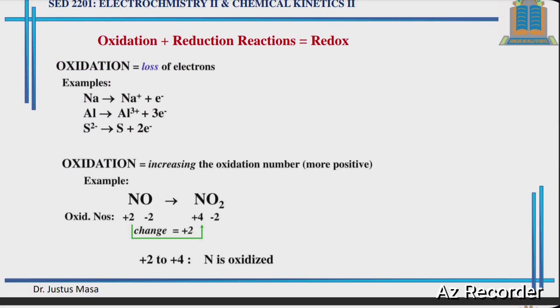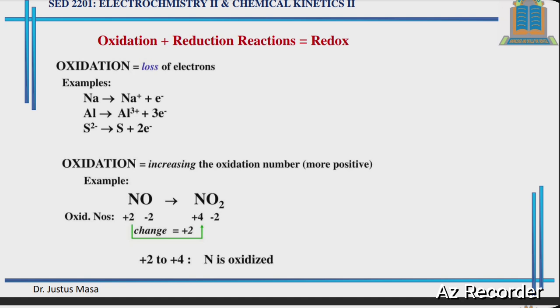So reduction plus oxidation reactions will cause redox reactions. We're going to look at these redox reactions, and we'll see that oxidation involves loss of electrons, like we see sodium losing an electron, aluminium losing those 3 electrons, and sulfur losing those 2 electrons.